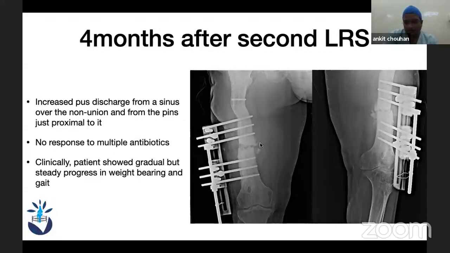All the time, before the surgery and after each surgery, the inflammatory markers were always within normal limits. So there was no method to gauge or estimate if there is increase in the local inflammation or infection. So the X-rays were showing an increase in the lysis. There was increase in the pus discharge from the non-union site and the pins around it. The patient continued to walk. He was feeling better in his walking and walked with more confidence.